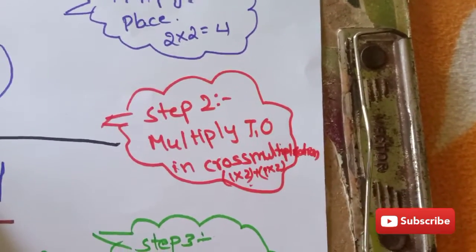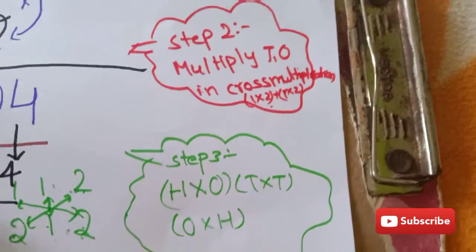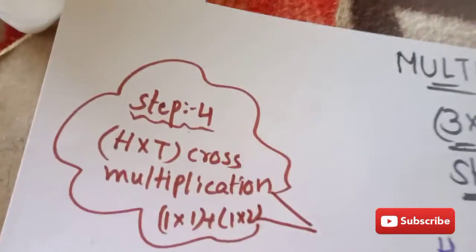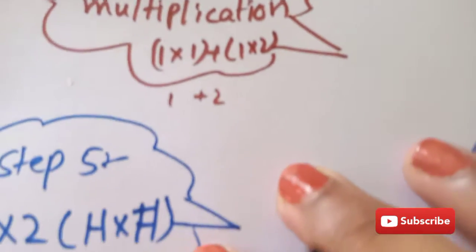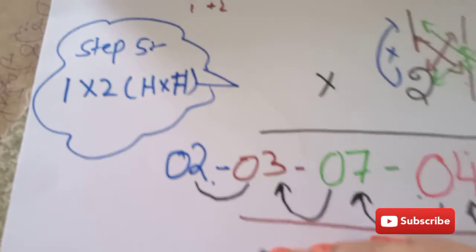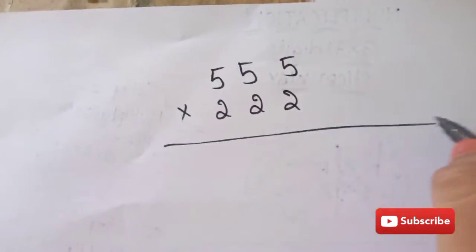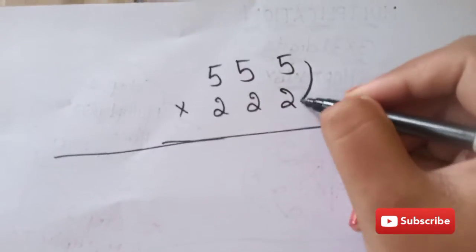Let's recap all the steps. Let's take another example. 555 into 222.